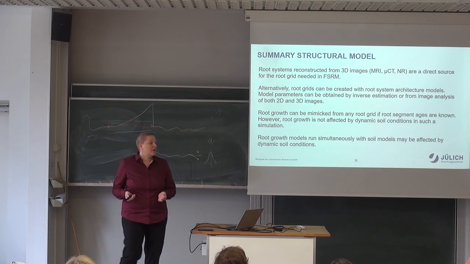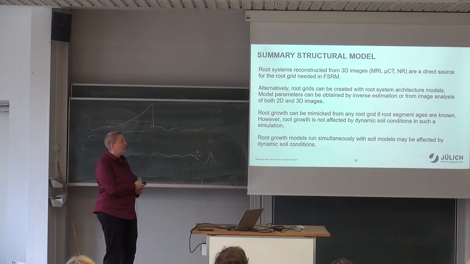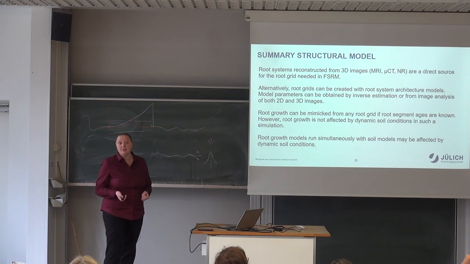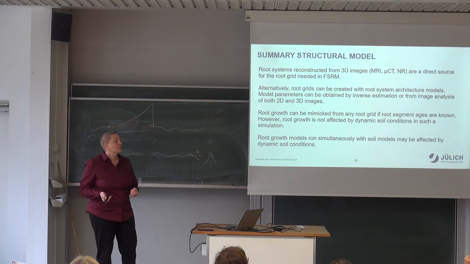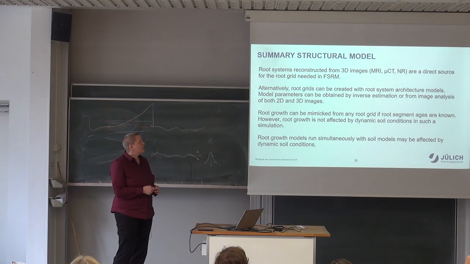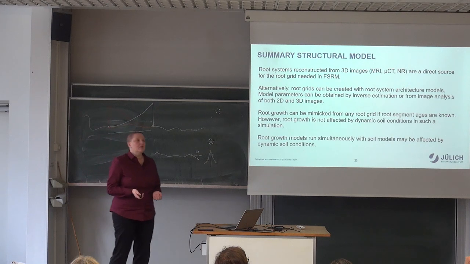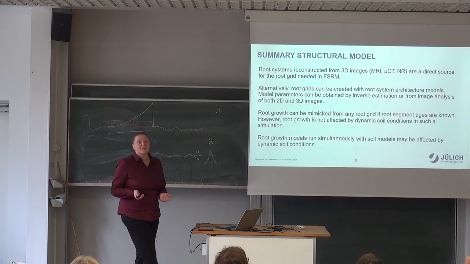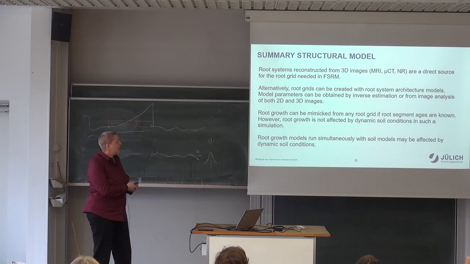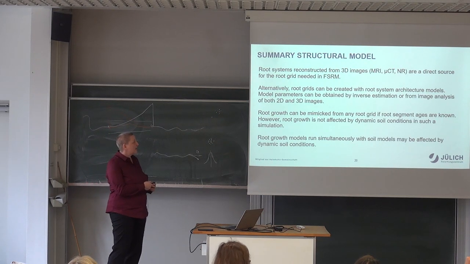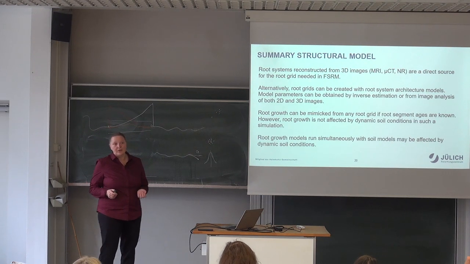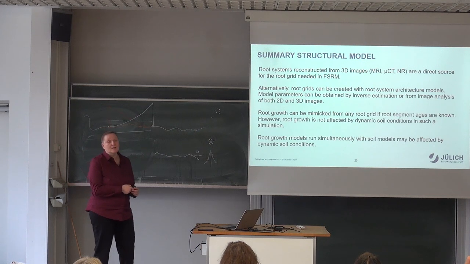For that we need parameters, and the parameters can be obtained either by inverse estimation, for example from field data, or from image analysis using both 2D or 3D images. In that case, they are normally younger root systems. Then we can actually mimic the root growth in a functional structural root model simulation.